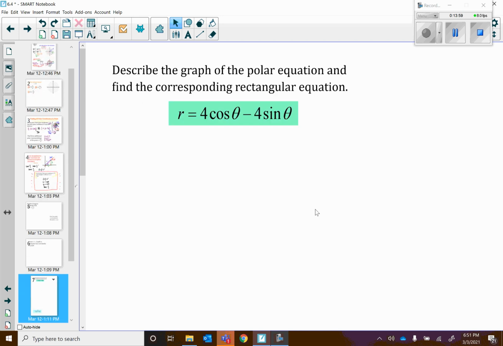And our last one is to describe the graph of the polar equation and find the corresponding rectangular equation as well. r is equal to 4 cosine of theta minus 4 sine of theta.